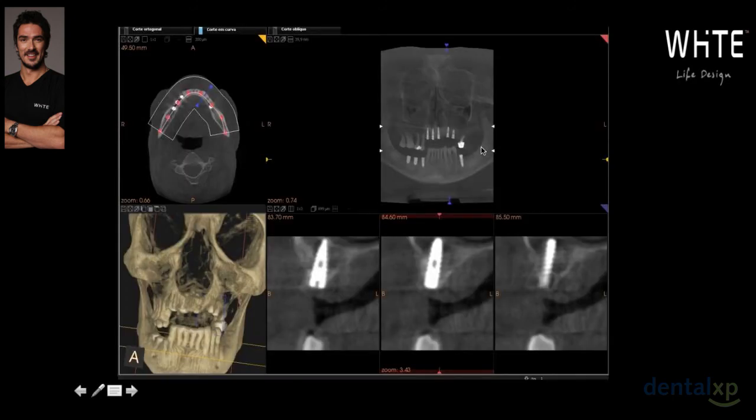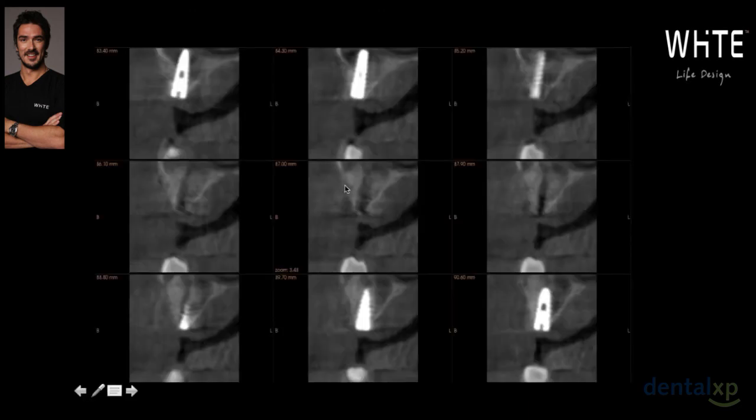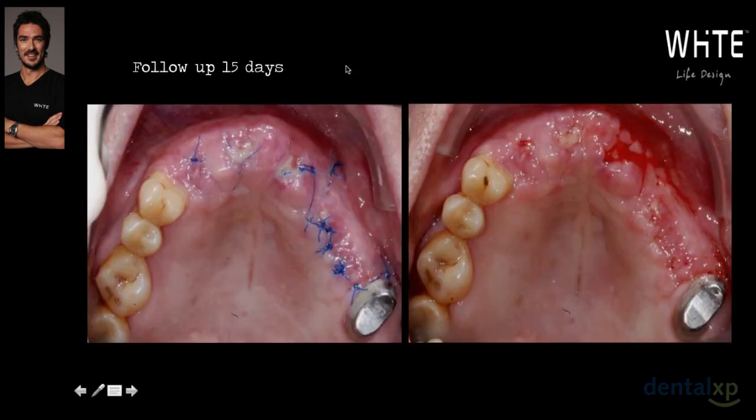And here's the CT scan, or the cone beam scan after my implant placement. You can see, look, that's all the bone that I placed. And one of the advantages of the bone is that it's visible in the CT scan or in the cone beam scan. This is after 2 weeks.